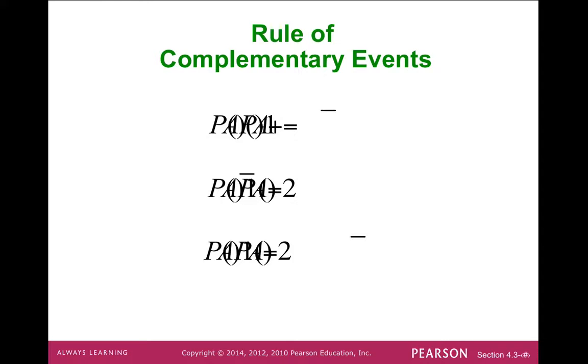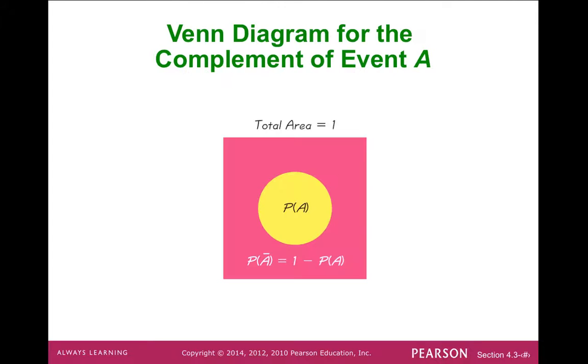And vice versa, if we were missing the probability of A, but we had the probability of not A, we could subtract that from 1 to solve for the probability of A. So it's important here that you're comfortable being able to rearrange the equations so that you're able to solve for variables that are missing within your problems that you're working on.